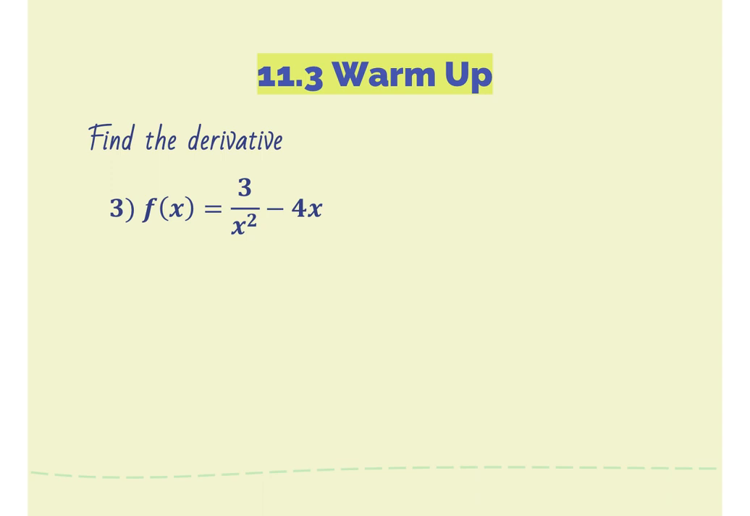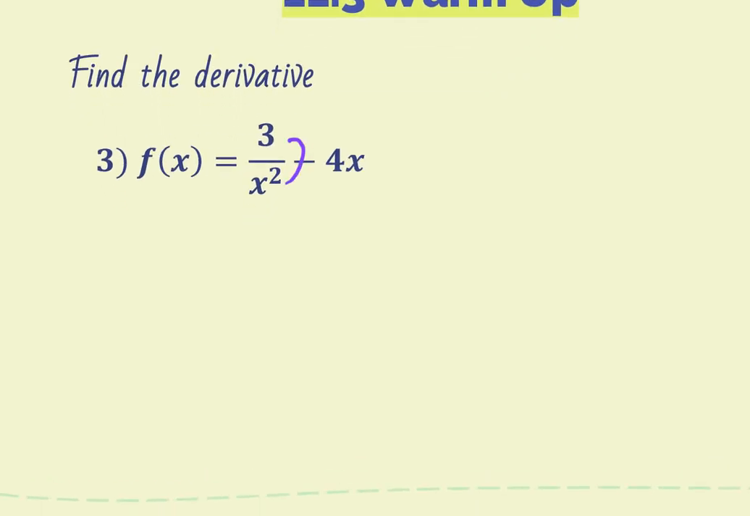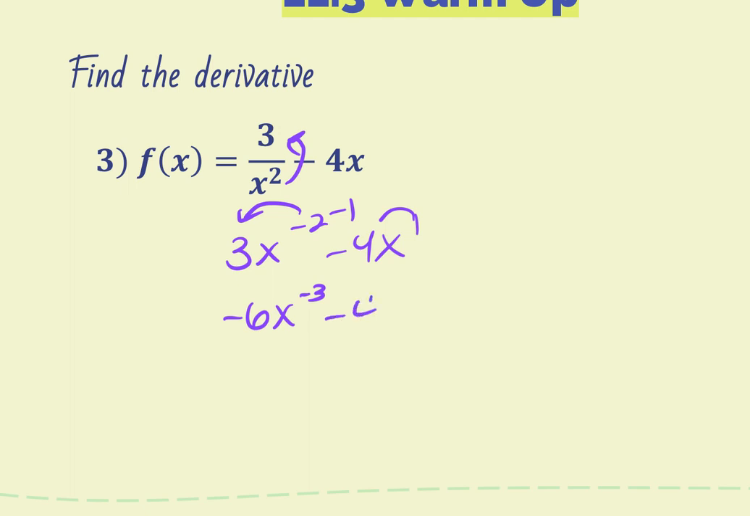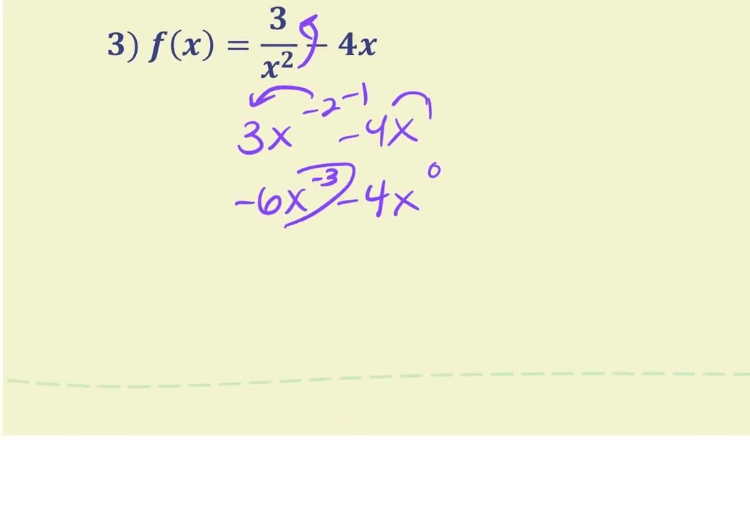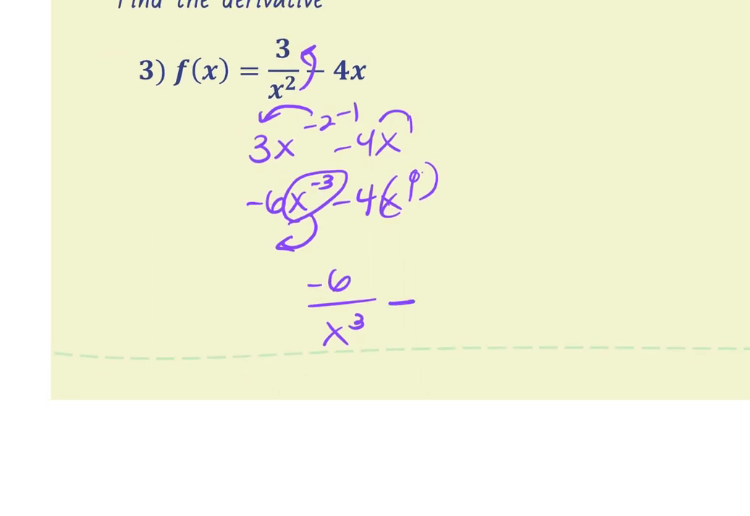Number 3. If it's in the bottom, it goes to the top. I change the exponent. Then I bump it forward. So -2 times 3 is -6, x to the -3. This is 1. 1 bumps forward times the 4. -4. X goes to the 0. And then the negative exponent brings it back to the bottom. -6 over x to the third. X to the 0 is 1. So this is -4.